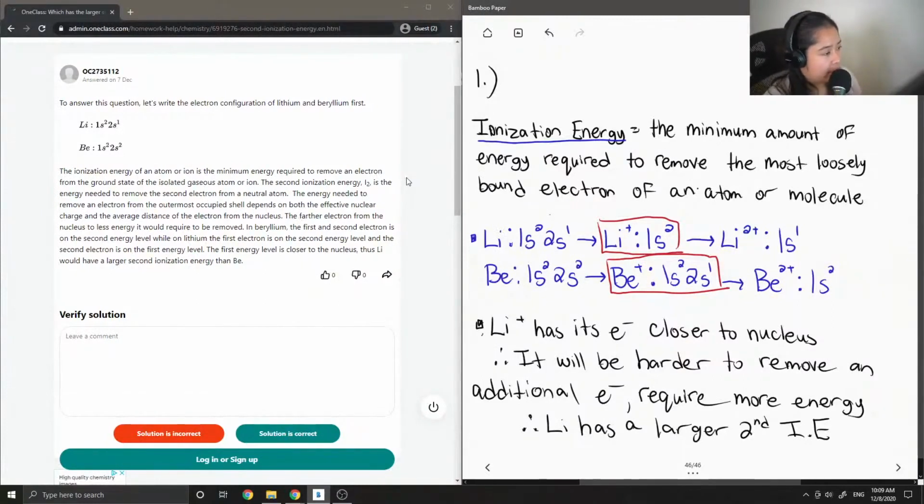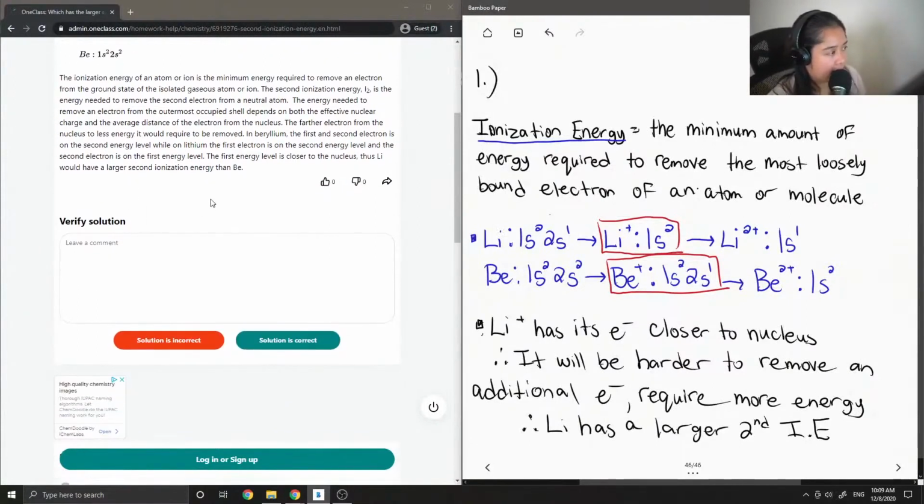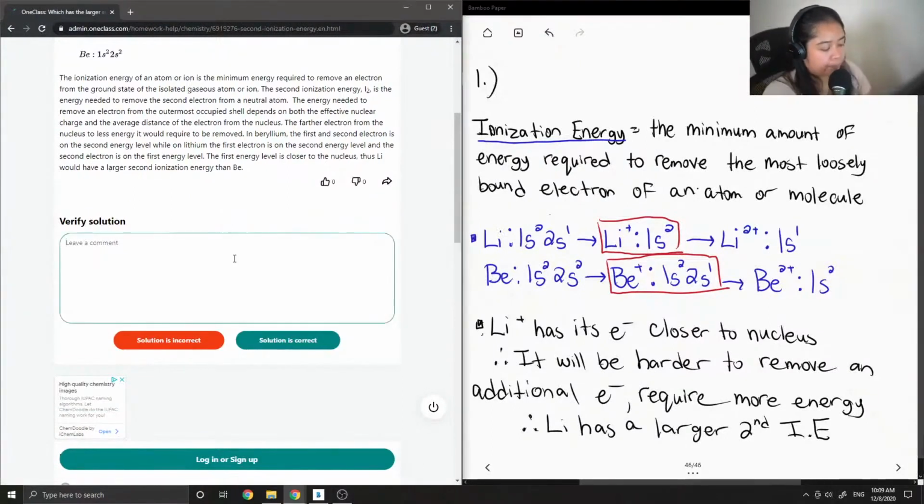In beryllium, the first and second electron are on the second energy level, while in lithium, the first electron is on the second energy level, and the second electron is on the first energy level. The first energy level is closer to the nucleus, thus lithium would have a larger second ionization energy than beryllium. Yep, so this solution is correct.